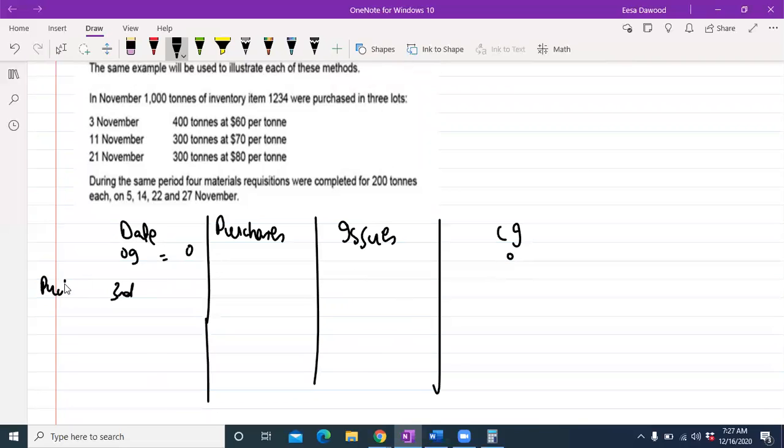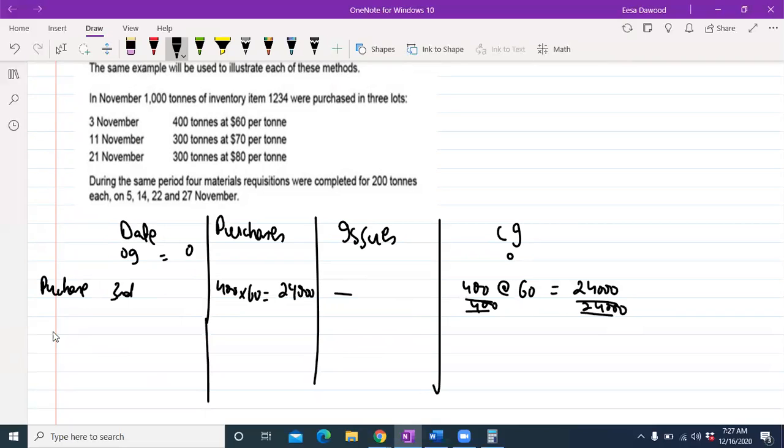And now we'll start from the third. It was a purchase. We bought 400 units at 60, 24,000. There was nothing there. In closing inventory, we have 400 units at 60 and the value is 24,000. That's what we have. And now the next, third, fifth. There is an issue on fifth.